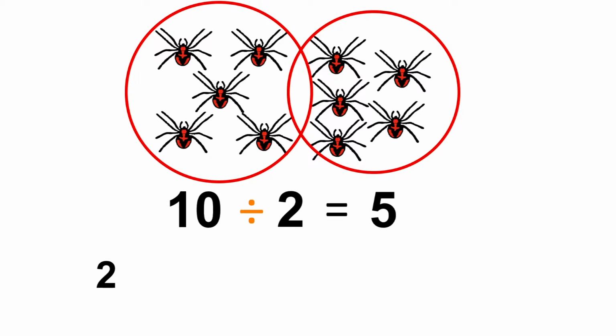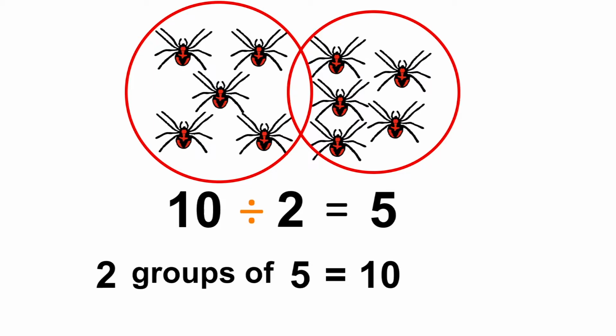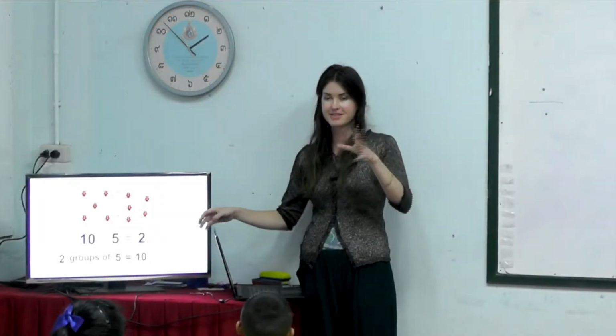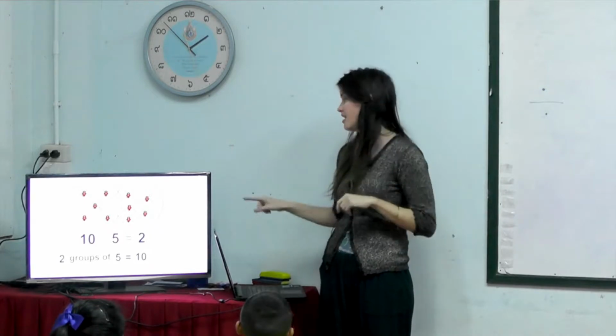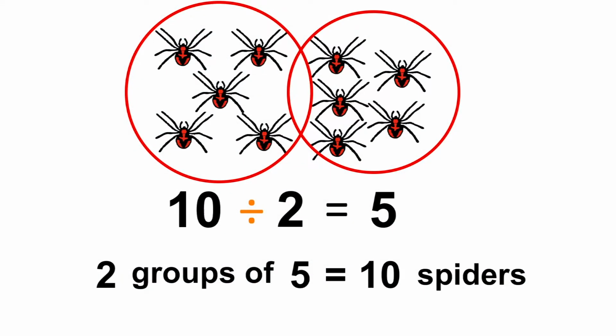2 groups, 1, 2, of how many spiders inside every group? 2 groups of 5, you got it. And that equals our 10 spiders that we started with. So 2 groups, 5 spiders inside each group or circle. We have 10 spiders all together. So we can think of this with multiplication too. We can say 2 groups times 5 spiders in each group equals our whole number of spiders all together, which is 10.